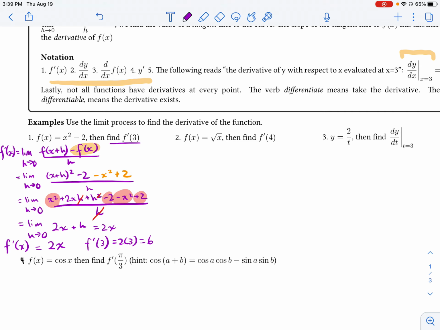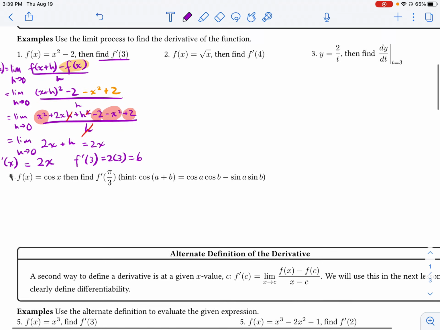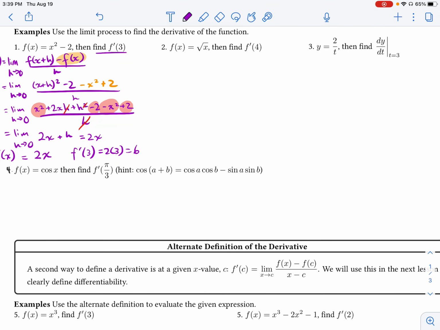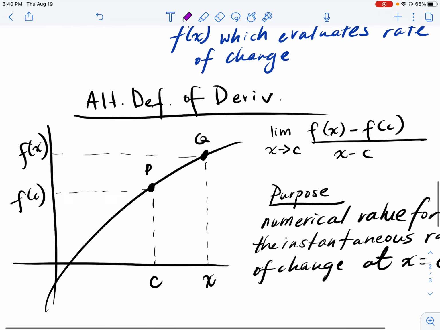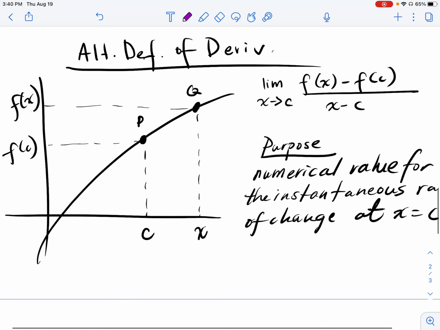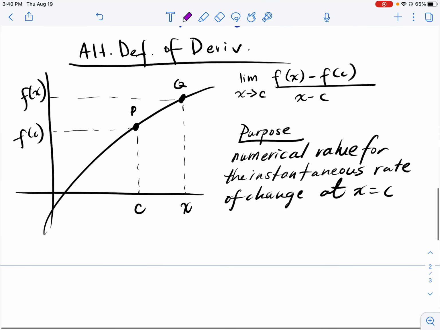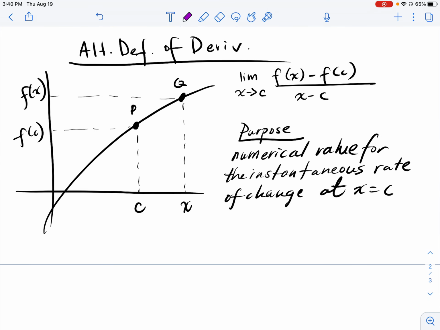But an alternate way of finding the derivative at a specific point is to use what's called the alternate definition of the derivative. So the alternate definition of the derivative is what I have marked down here. Now, at first glance, this looks very similar to what we just did. We have 2 points. We can find the slope of the secant line at these 2 points. And we can also find the limit of this difference quotient.